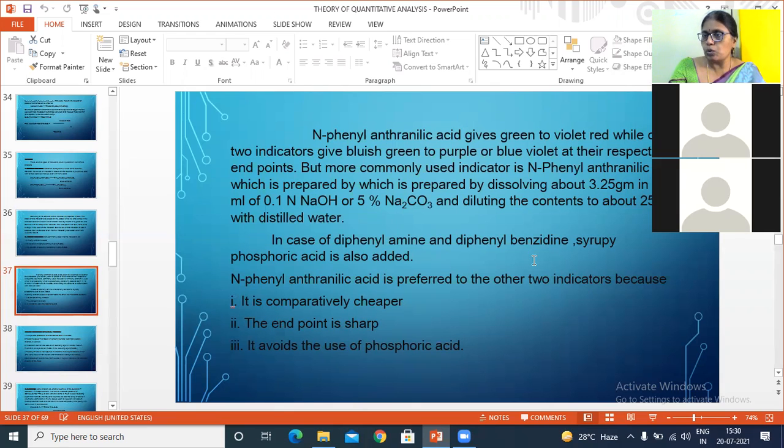And for the remaining two, diphenylamine and diphenyl benzidine, the color before the titration is bluish green, that is actually dark blue. When we mix it, green is the color we get. After the titration, that is at the end point, we can observe purple or blue violet.